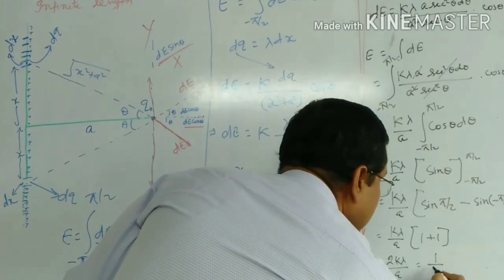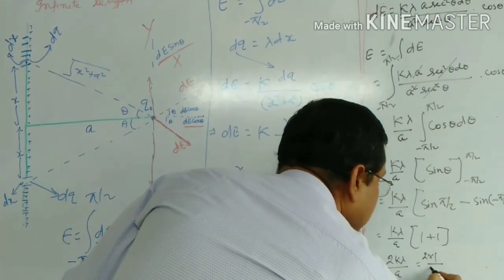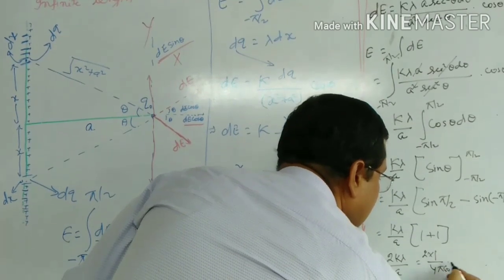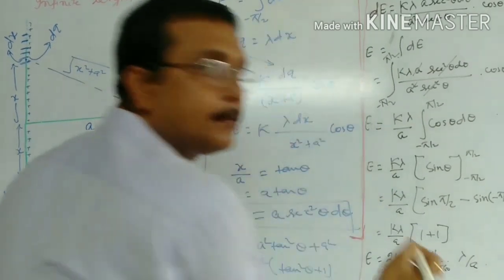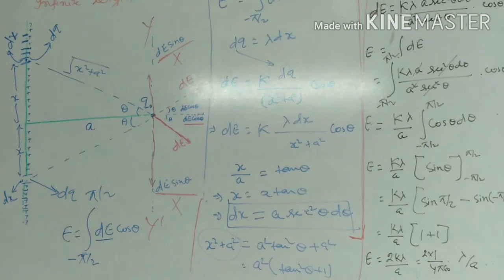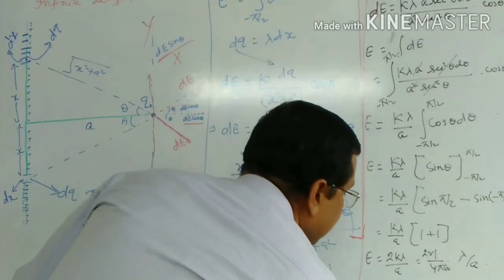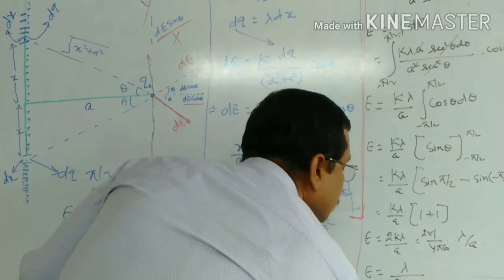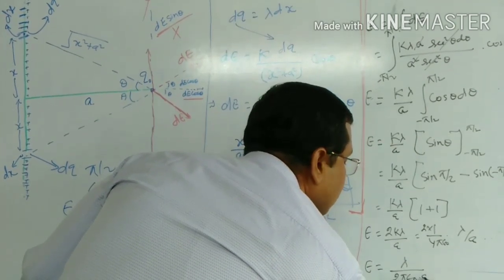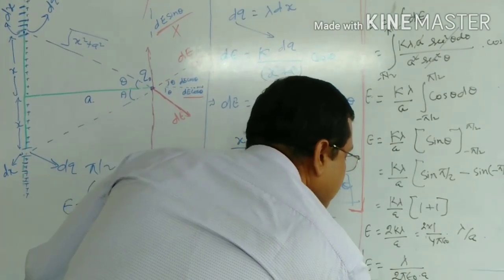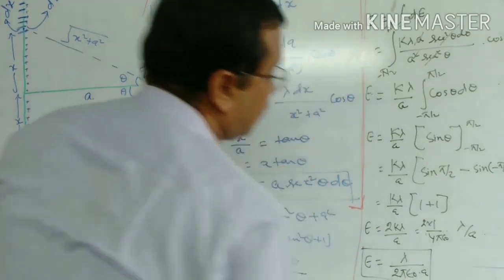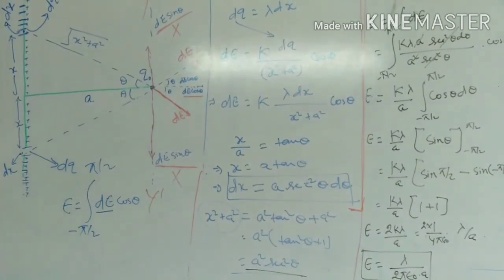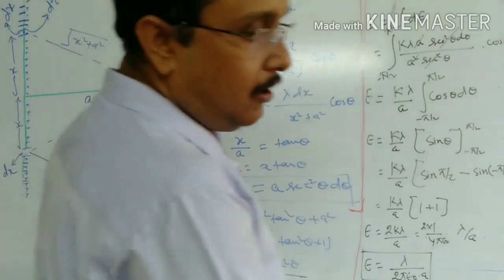Putting the value of k, 1 by 2 into 1 by 4 pi epsilon naught, lambda by a. So the value of E is lambda by 2 pi epsilon naught a. We have got the result. So write it down.